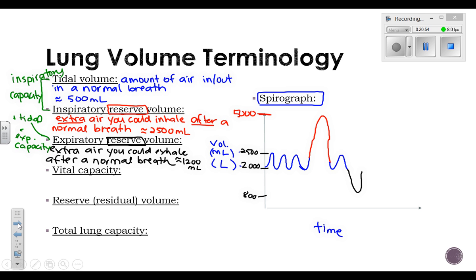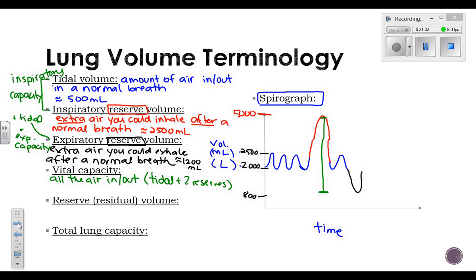Now the next word isn't actually a new measurement. It's when you take everything that we already did and put it together. So if I measured from here all the way down to there, that's my vital capacity. It is all the air that can come in and out, possibly from your lungs. So it is your tidal volume plus the two reserves. So it's just adding those three things up.